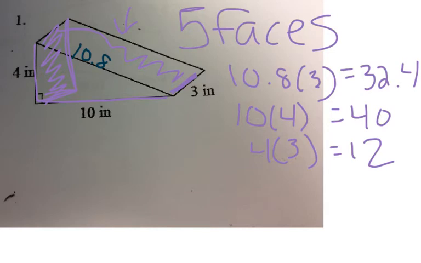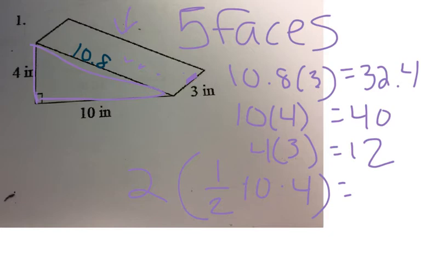And then we have 2 triangles left. So I'm going to do some erasing here. And there's 2 triangles, of course, one here and then the other one in the back. So how do we find the area of a triangle? Well, it's 1/2 the base times the height, and then times 2 because we have 2 of them. So we have 2 times 1/2, that gives us 1, times 10 times 4 gives us 40.